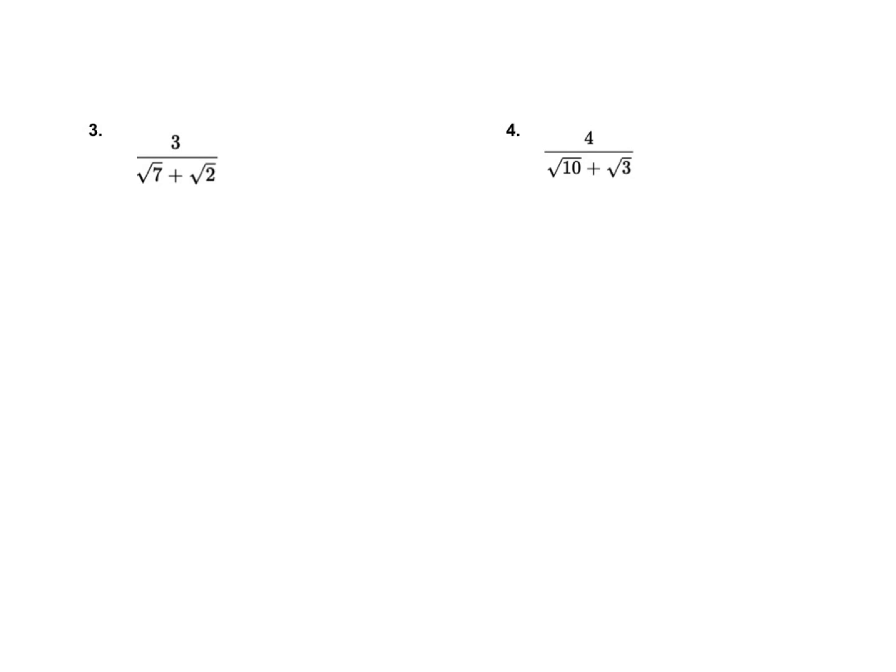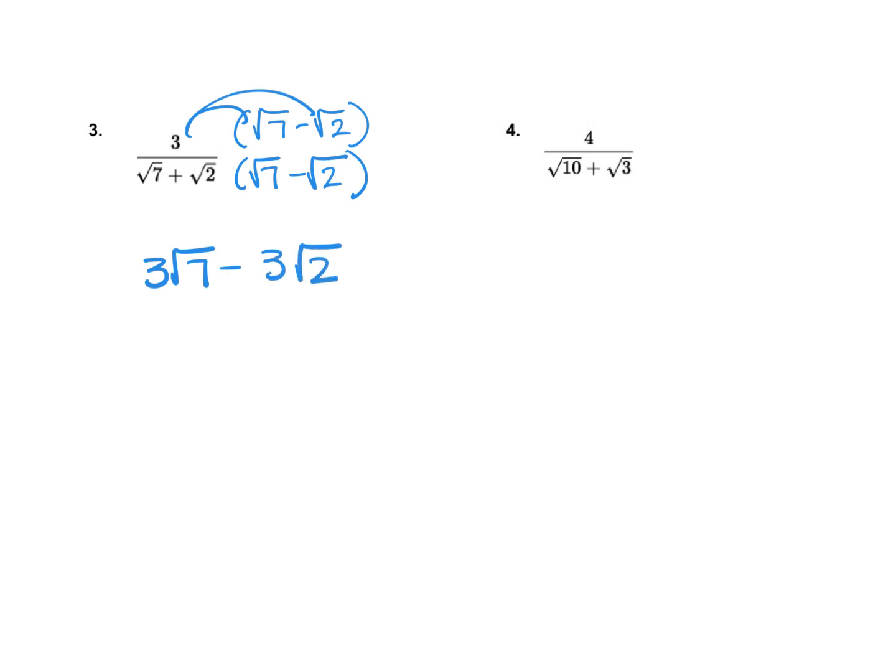All right, so for question number 3 then, now notice here I've got the square roots and they're adding each other, and so we're going to then multiply the bottom by the square root of 7 minus the square root of 2. And then what we do on the bottom we have to do on the top, so it's square root of 7 minus the square root of 2. So on the top again we're going to distribute. All right, and then on the bottom again, we're going to then FOIL.